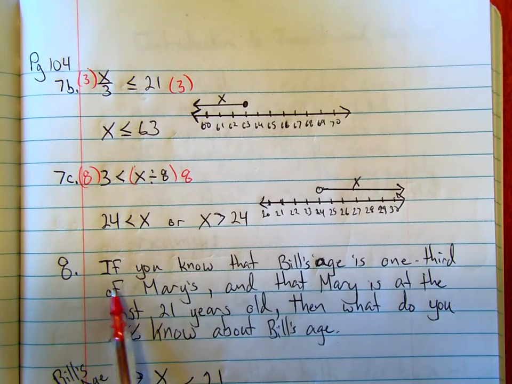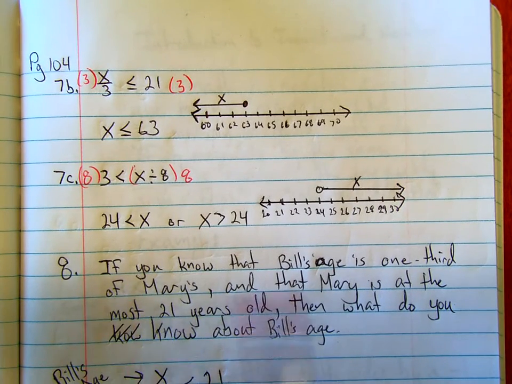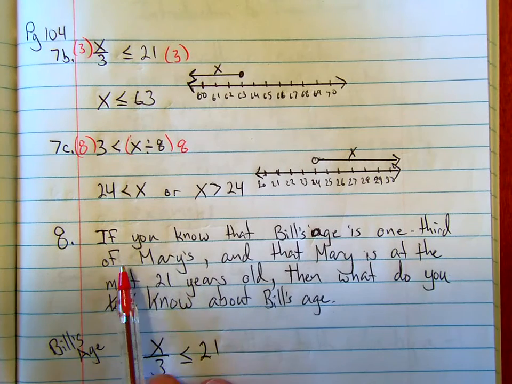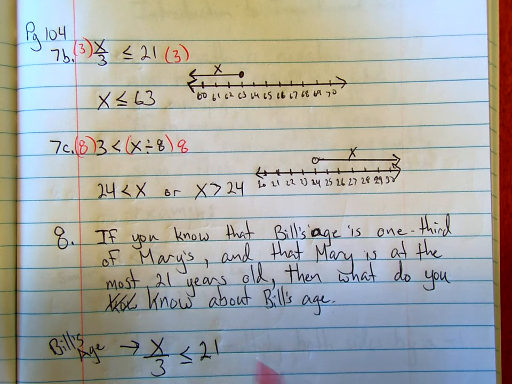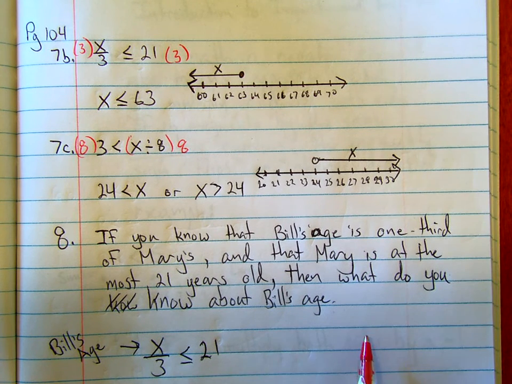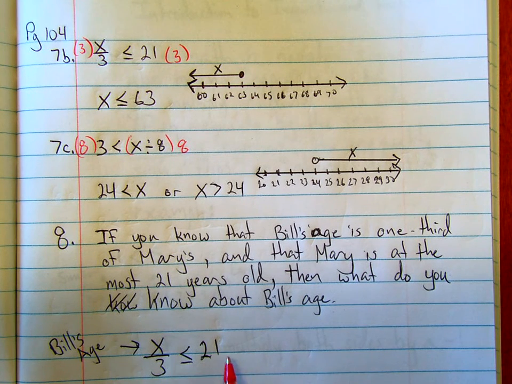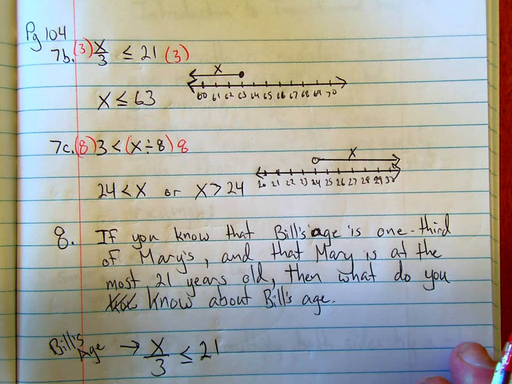On problem 8, I was asked just to come up with a problem that utilized one of these inequalities. I just made up: if you know that Bill's age is 1/3 of Mary's, and that Mary is at most 21 years old, then what do you know about Bill's age? And so Bill's age divided by 3 is less than or equal to 21.